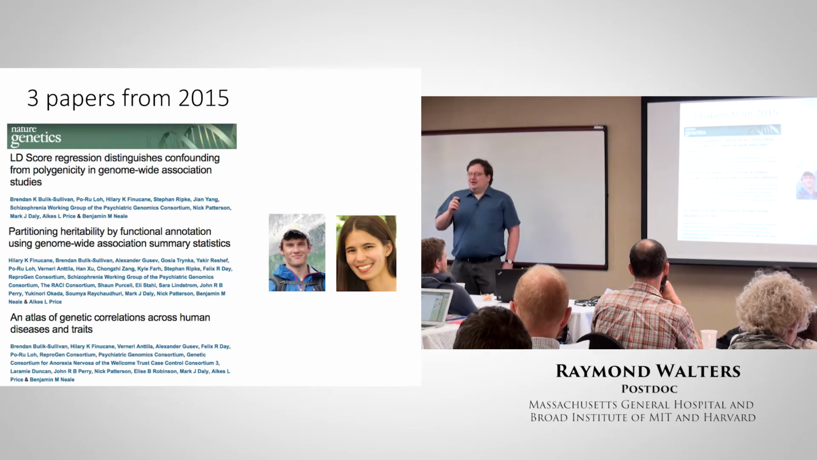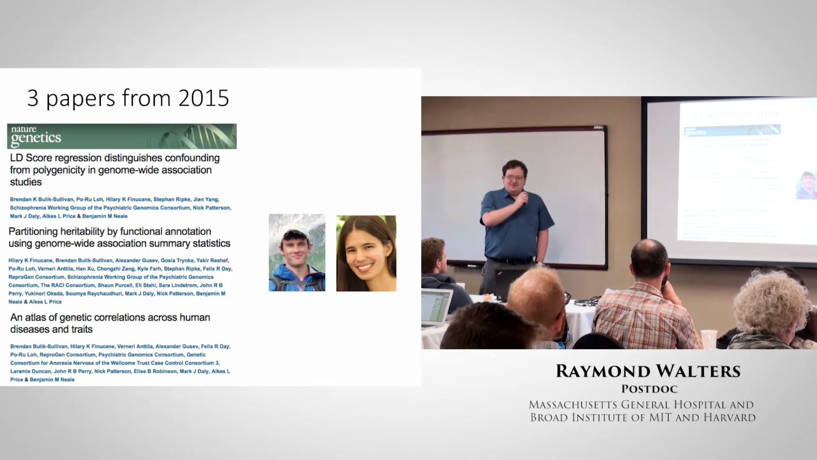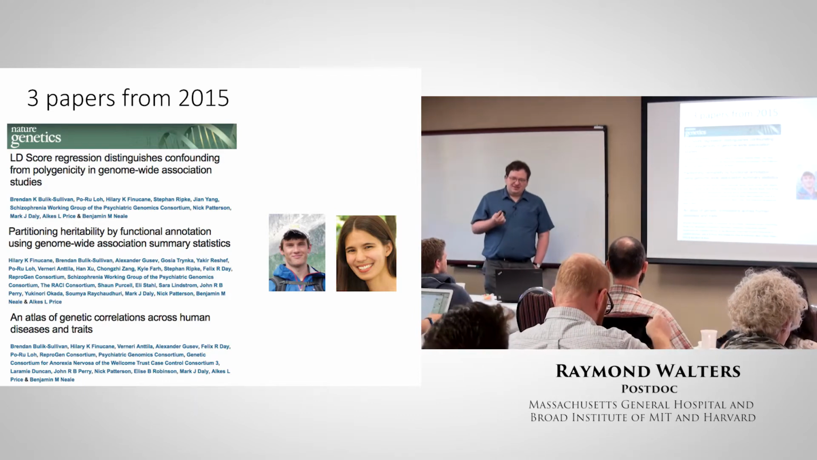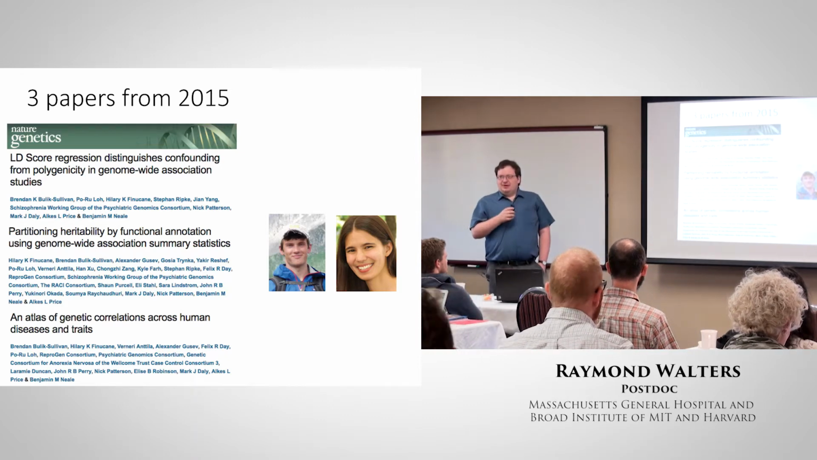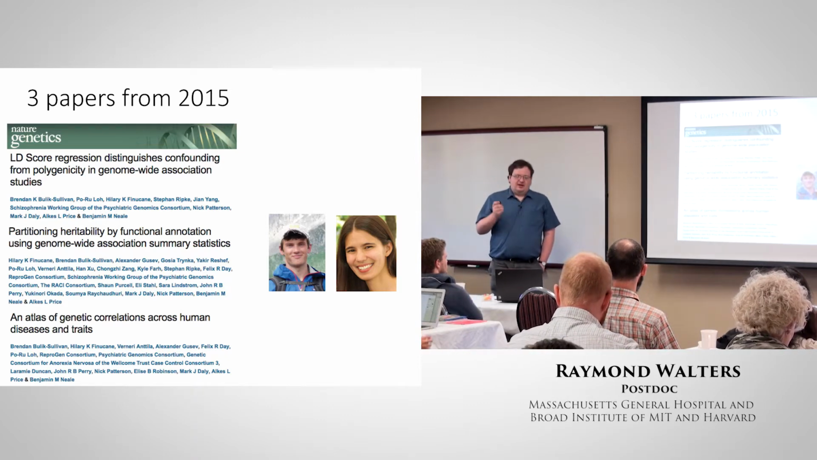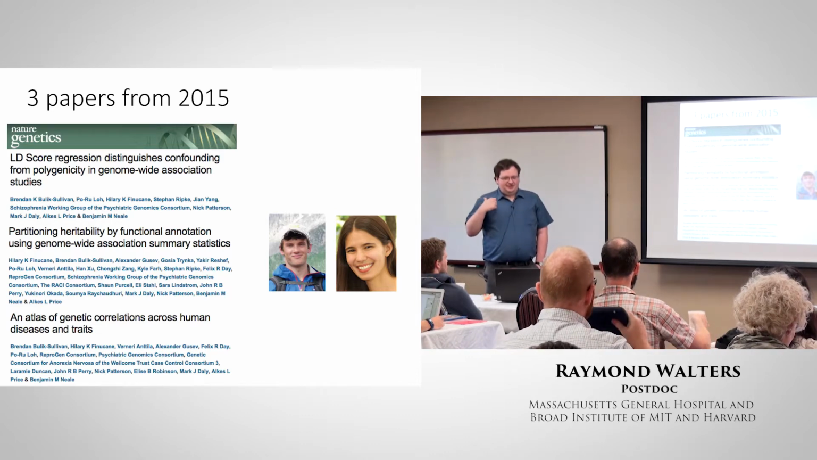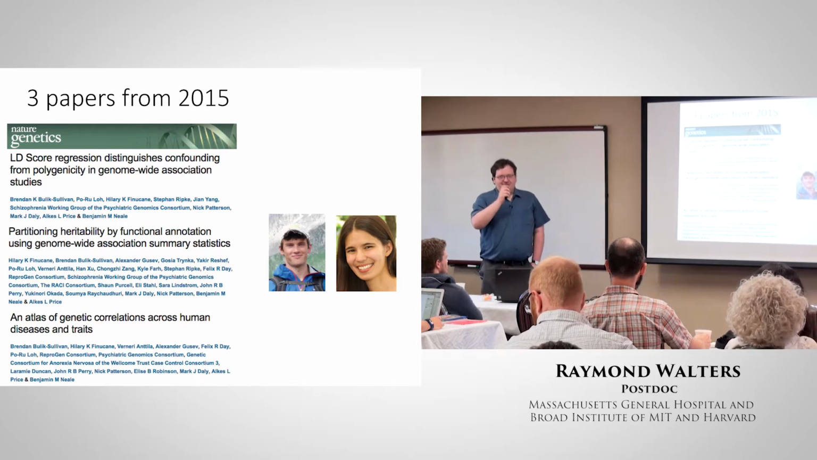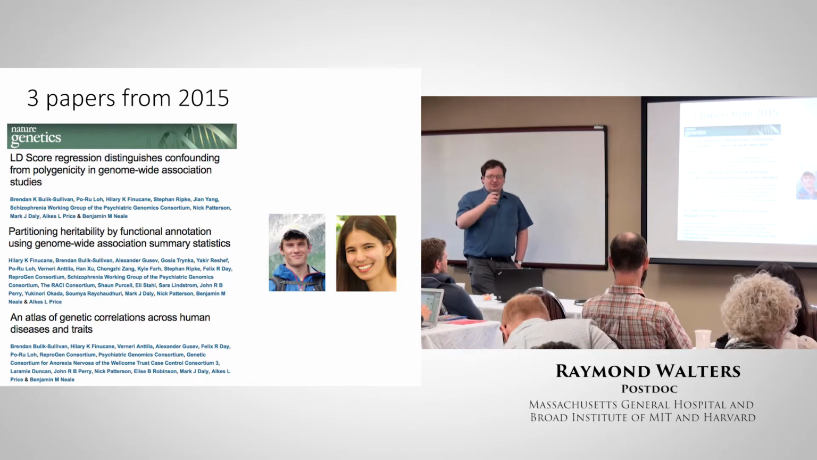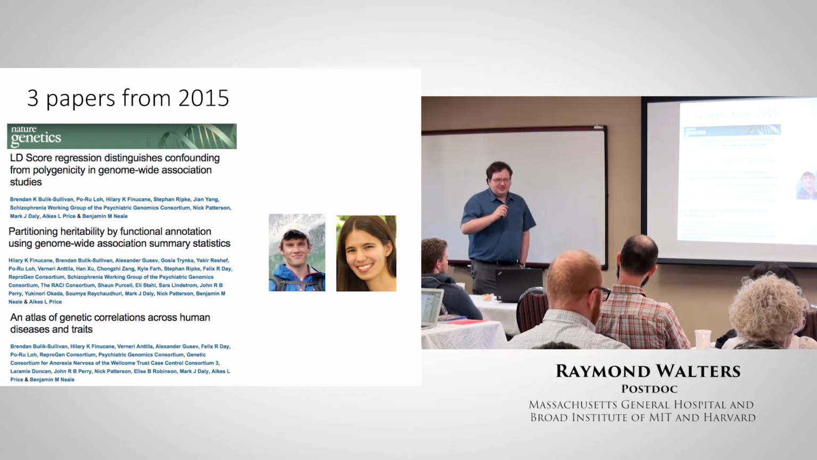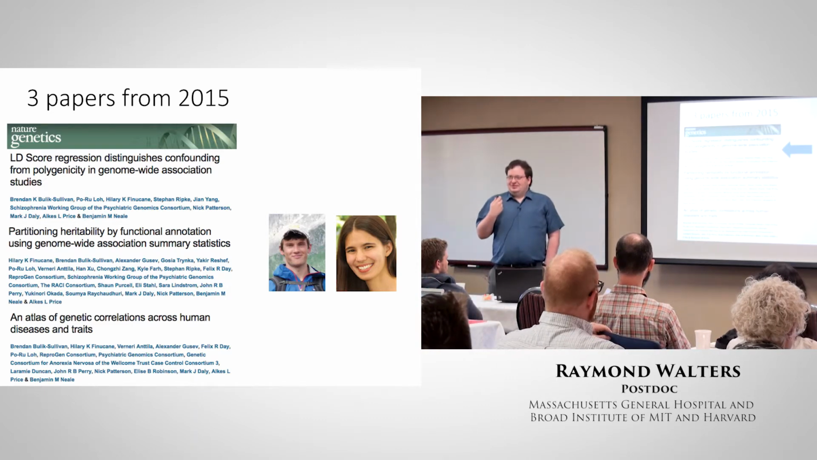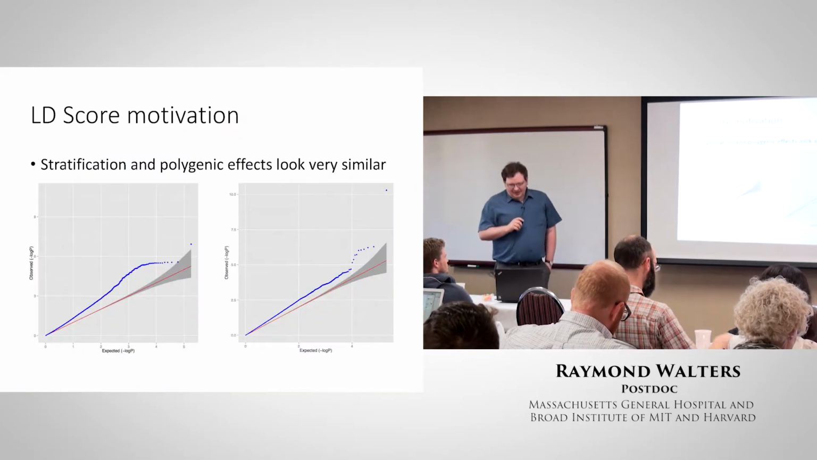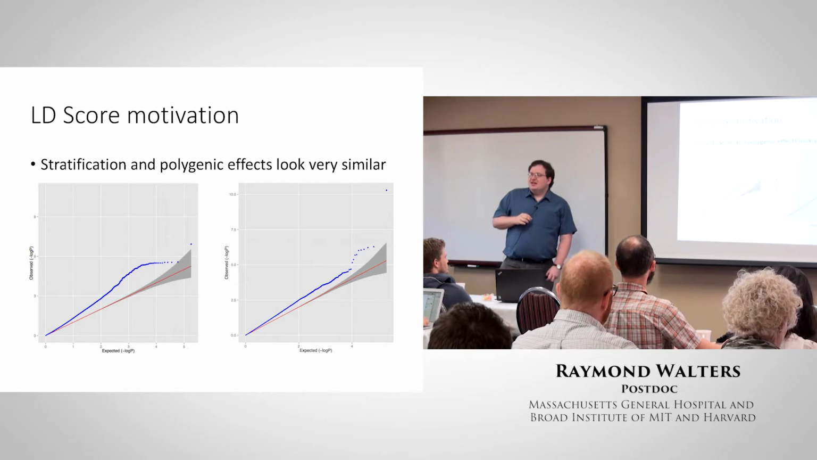So LD score regression primarily lives in this series of 3 papers in Nature Genetics, published all across 2015, work co-led by Brendan Bulik-Sullivan and Hilary Finucane, with a number of people at the Broad, including my advisor Ben Neale and Alkes Price. For the 2 lecture sections today on LD score regression, we're mostly just going to work through these 3 papers. The logical place to start is with this first paper on LD score regression itself.